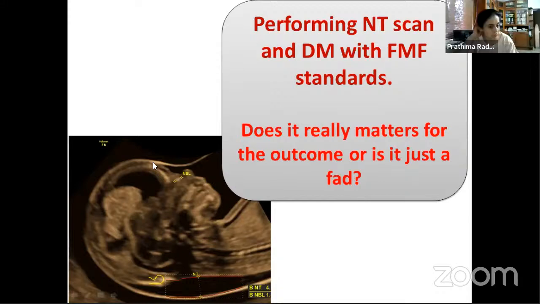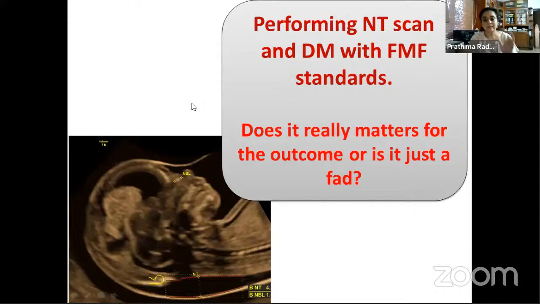And if your NT scan is of good standard, but your double marker is not done on the accredited platform, and remember there are only 3 accredited platforms, the reason why accreditation and the audit are important is that there is a continuous process of making sure that the standards are maintained, both for the laboratories and for the people who are doing the NT scans regularly.